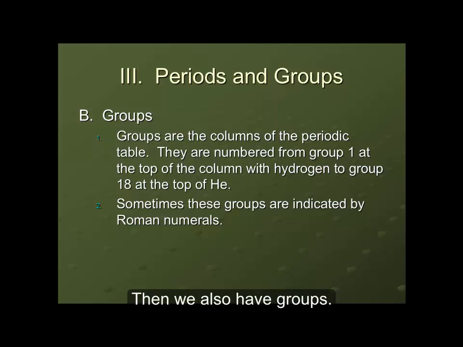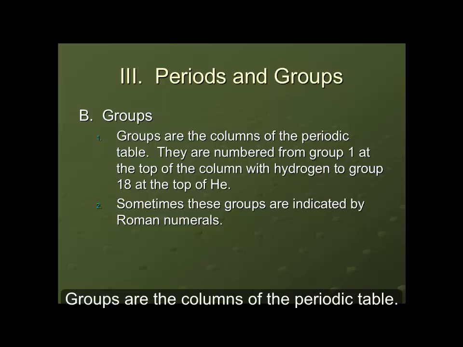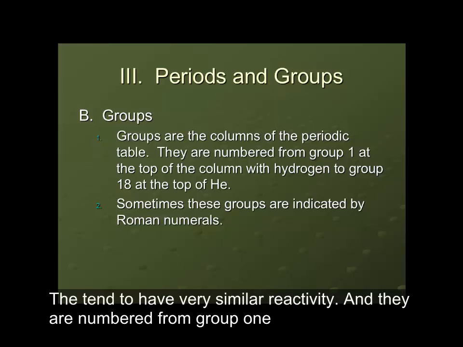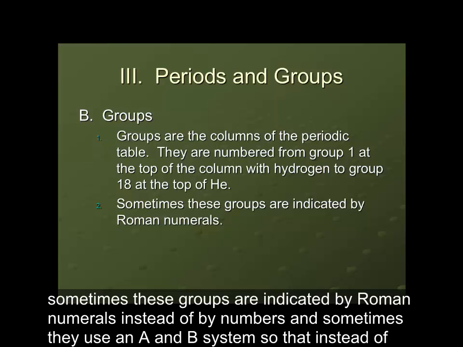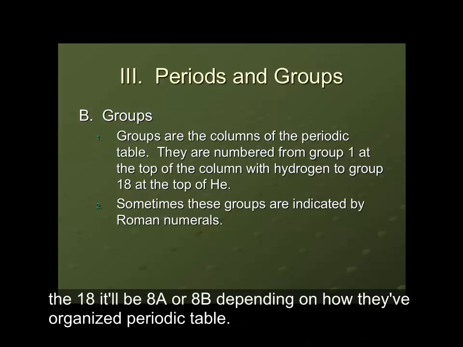Then we also have groups. Groups are the columns of the periodic table. They tend to have very similar reactivity, and they're numbered from group 1 over hydrogen, that column there, to group 18, which is over helium on the opposite side of the periodic table. Sometimes these groups are indicated by Roman numerals instead of by numbers, and sometimes they use an A and B system so that instead of being 18, it'll be 8A or 8B depending on how they've organized the periodic table.